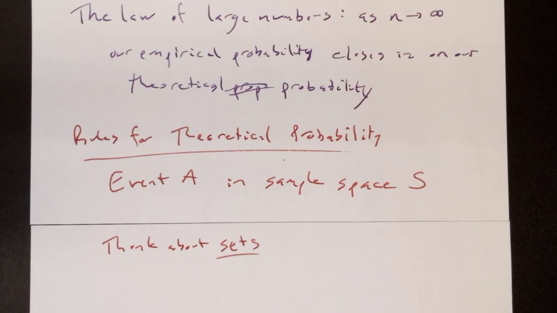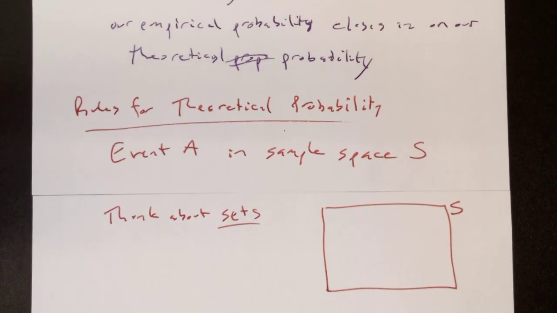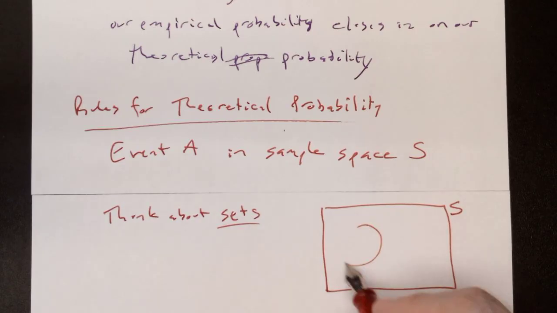I have this sample space S. That's the universe of all the things that could happen. I'm going to represent that by a big box. And then my set A is somewhere inside this.